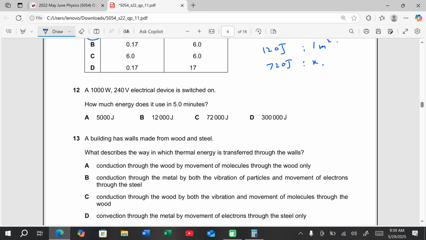A 1000 watt, 240 volt electrical device is switched on. How much energy does it use in 5 minutes? So energy is equal to VIT, because VI comes from power. So 240.